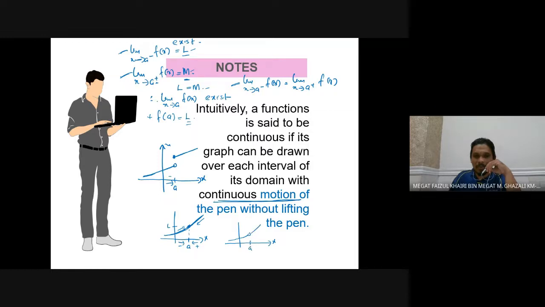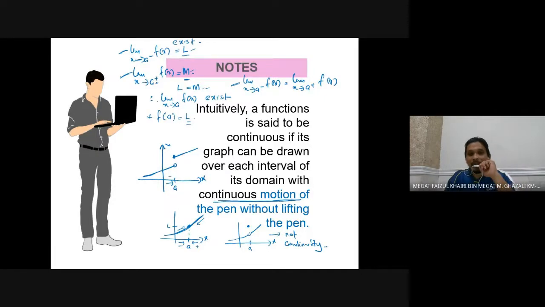When x equal to a, and then here, look at the movement of this blue dot. It is moving on this line, but when it reaches x equal to a, it jumps here and then jumps to this point and continues the journey. So this is not continuity.